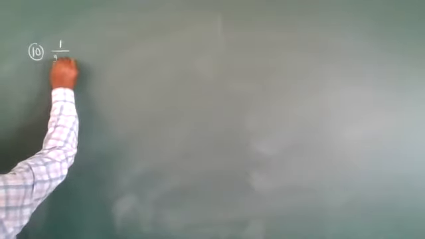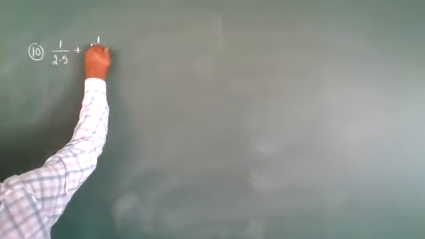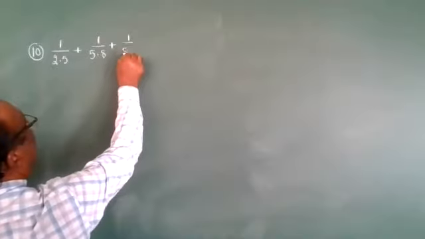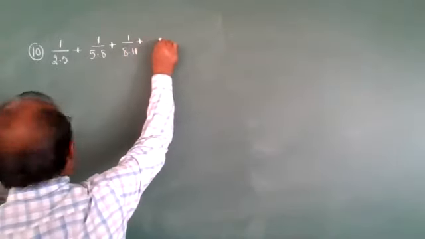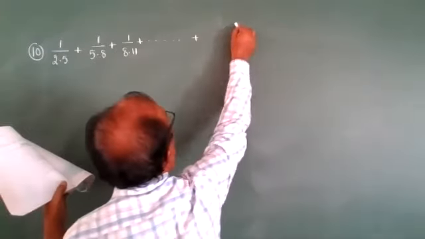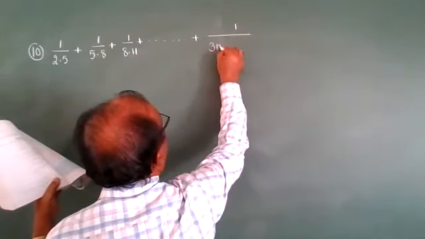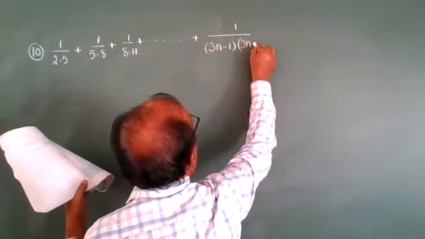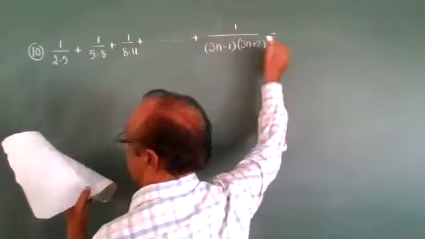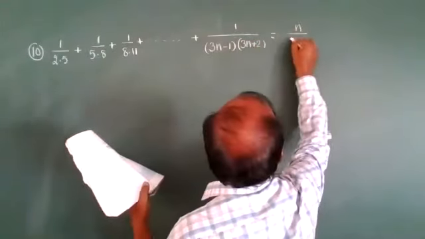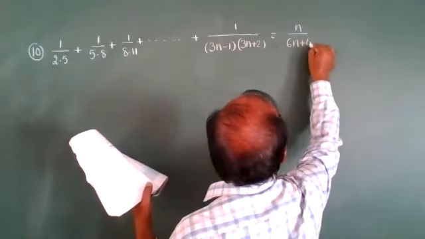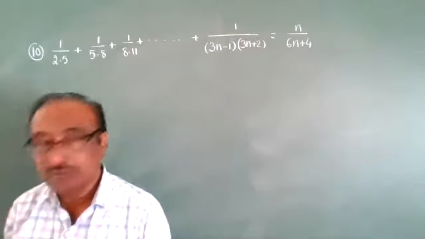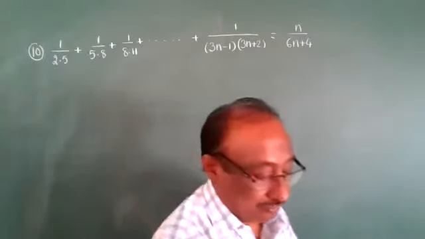The problem is 1 by 2 into 5 plus 1 by 5 into 8 plus 1 by 8 into 11 plus dotted plus 1 by (3n minus 1) into (3n plus 2) is equal to n by (6n plus 4). Everyone start the problem.